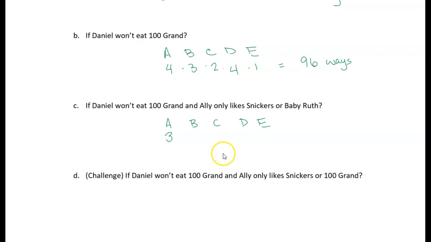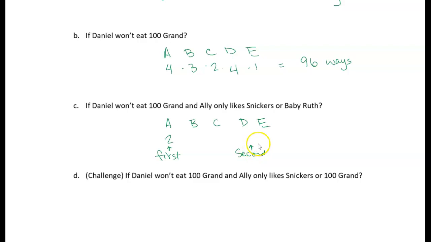All right, so she's going to choose either the Snickers or the Baby Ruth. She's only going to choose the Snickers or the Baby Ruth. So she has 2 choices, right? And then now we'll go to Daniel. So we're going to work with Allie first, and then we're going to go to Daniel second.